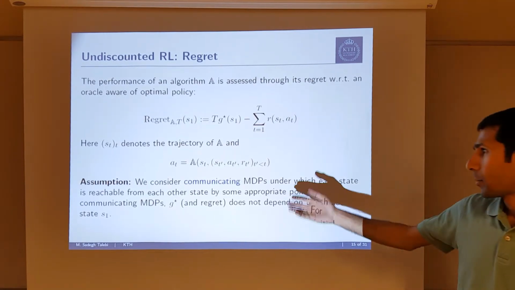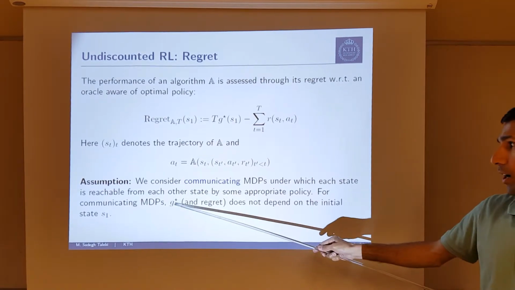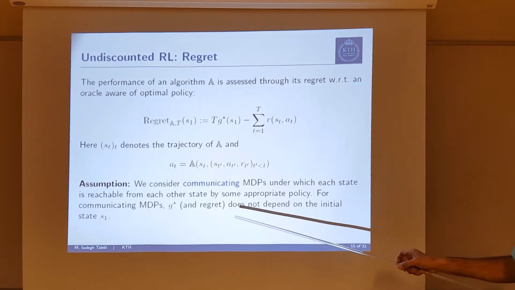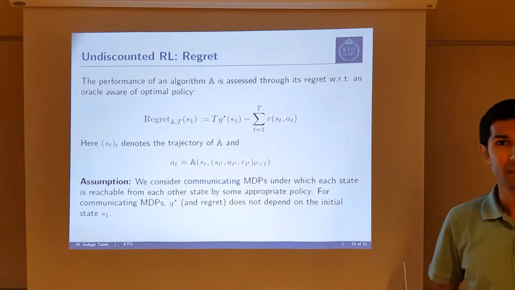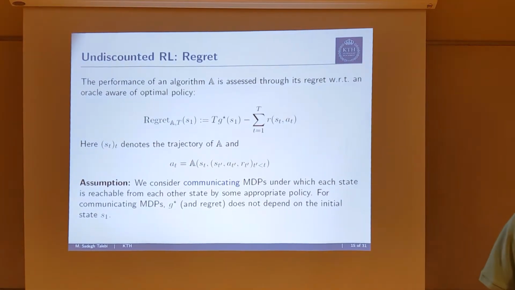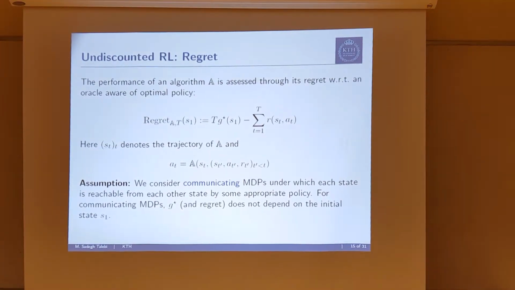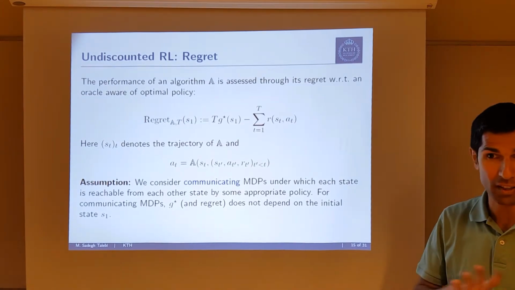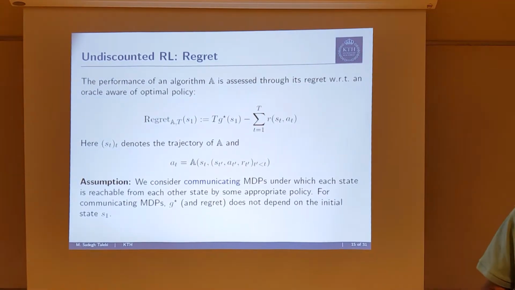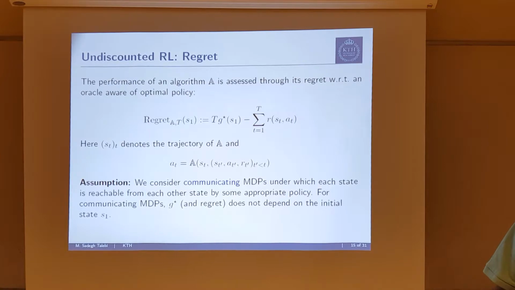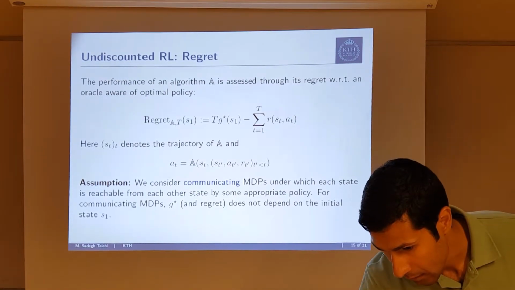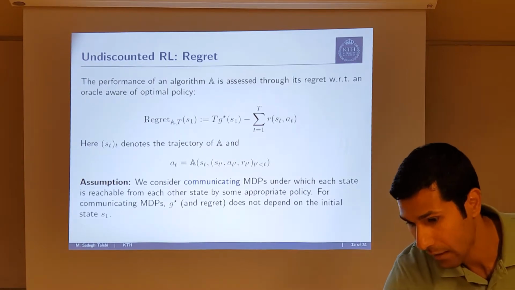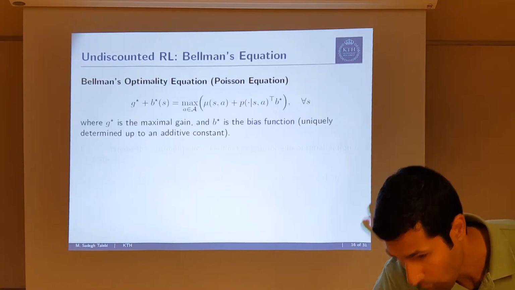So for this communicating class, G star, and of course equivalently the regret, does not depend on the initial state, which is good. Your performance measure and your optimal policy are independent of the initial state. So basically, as time goes on, the MDP forgets about this initial state. So this is good. We get rid of this S1 from here on.